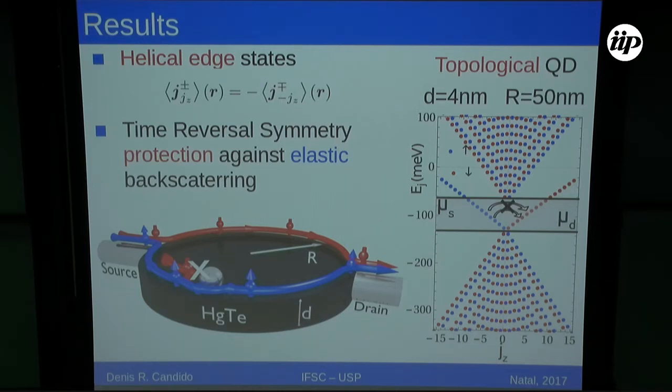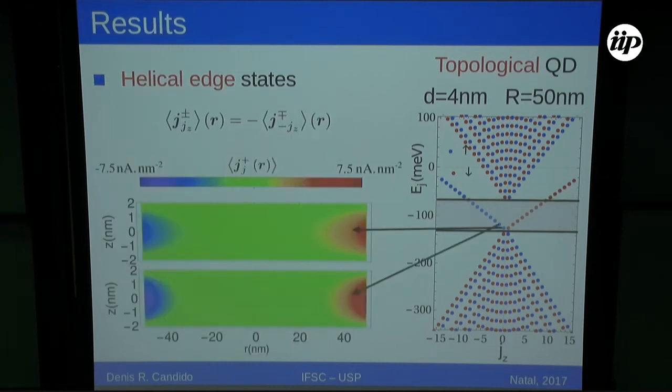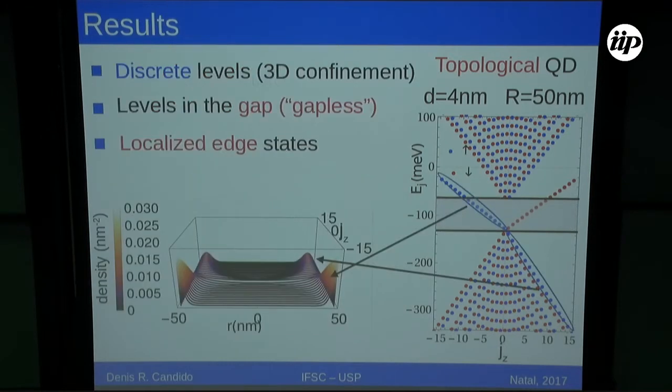The J's can only assume half integers. So it's plus or minus one half, plus or minus three halves, plus or minus five halves, just half integers. The total angular momentum is integer, but this is the z component of the total angular momentum.